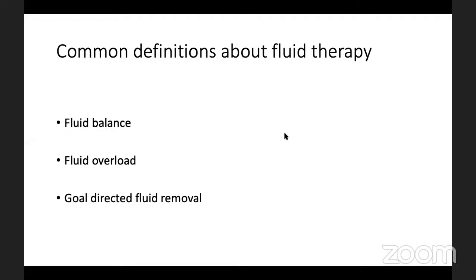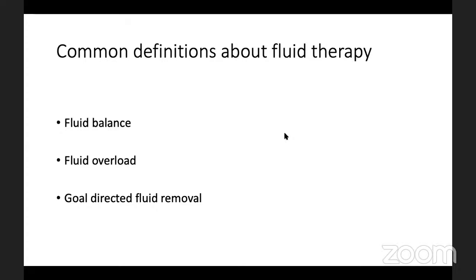So fluid overload has traditionally been defined like this: if you admit a patient with a weight of say 60 kgs at the point of admission, and then 10 days later, or maybe after a few days in the unit, you do your cumulative fluid balance and divide it by their weight times 100, and you get a value above 10%, that has been taken to be fluid overload.